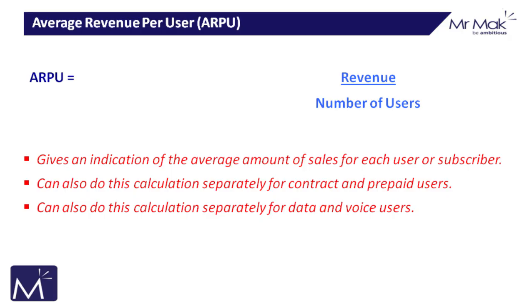You can also calculate this for data and for voice users. All right. So again, you can just take the data and how much you sold from a revenue perspective on data, divide that by the number of users. Similarly for voice, how much revenue generated for voice and divide that for the number of users. So there are different derivatives of ARPU.